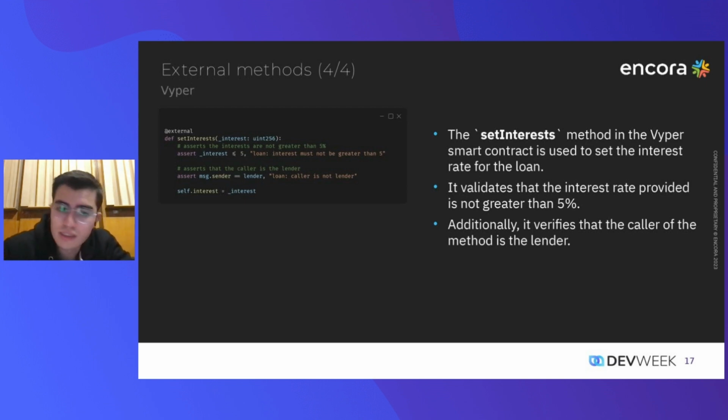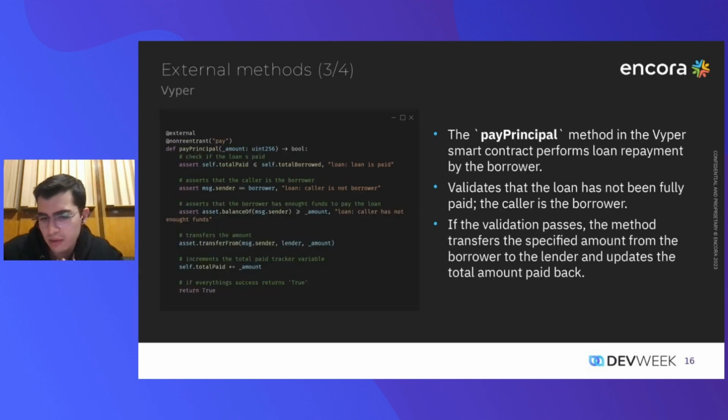Also, we can see here the MSG.sender again, and the assert keyword. Sorry, I didn't explain that, but the assert keyword is like a require that asserts that the condition is being met. If not, the method reverts. So that's really useful.